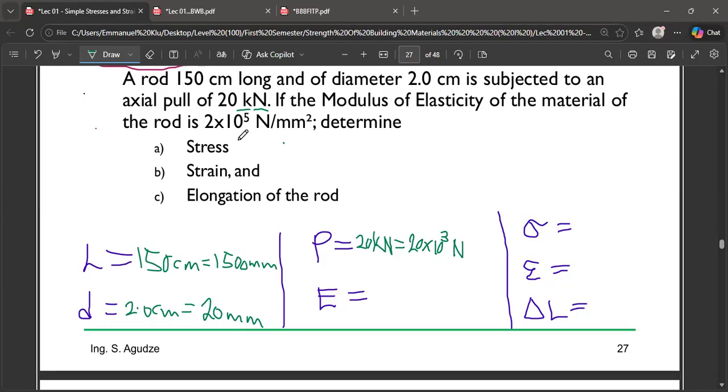You find them. Do you understand me? So there's going to be a lot of change going on. Good. So over here, our E was given to us as 2 times 10 exponent 5. You see, and that is the modulus, in Newton per millimeter squared. So now what is happening?